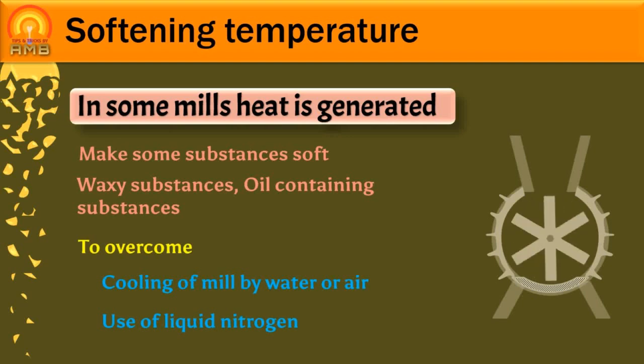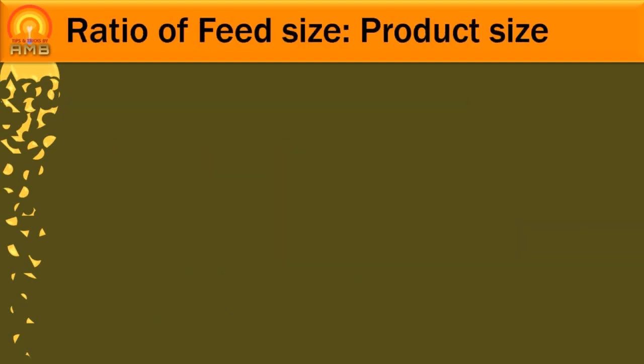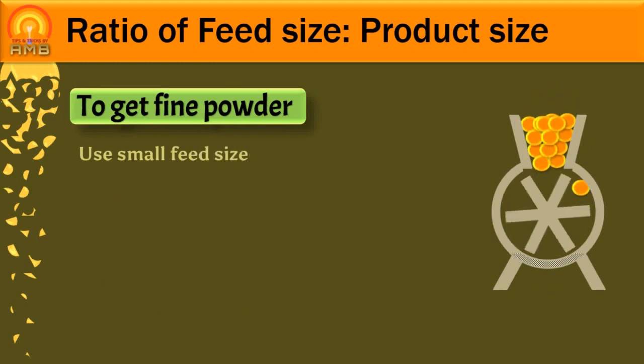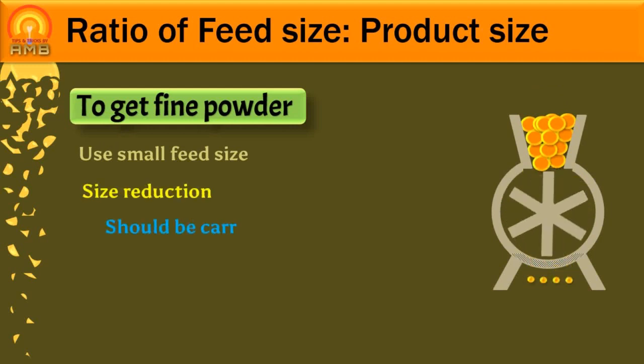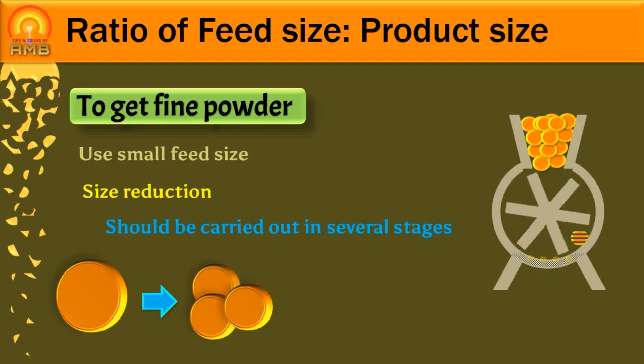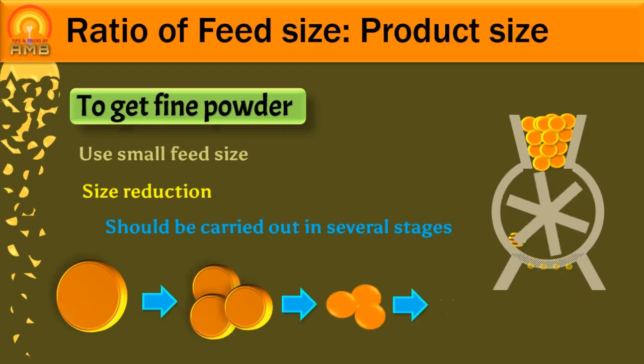Another factor is ratio of feed size to product size. To get a fine powder in a mill, it is necessary to use a small feed size for size reduction. Hence, to get fine powder, process of size reduction should be carried out in several stages with different equipments. For example, preliminary crushing followed by coarse grinding and then fine grinding.